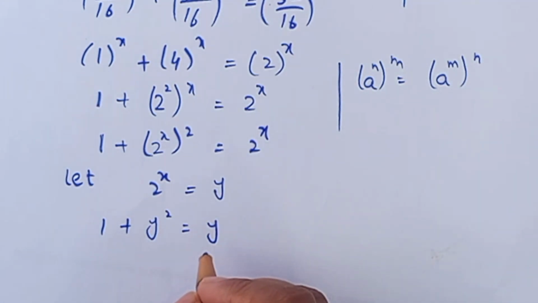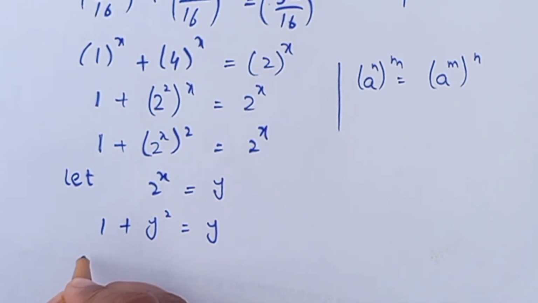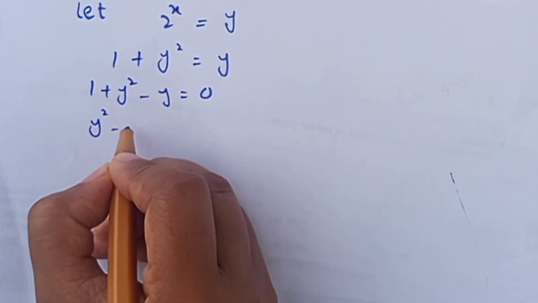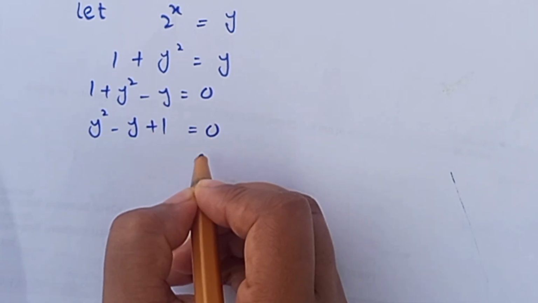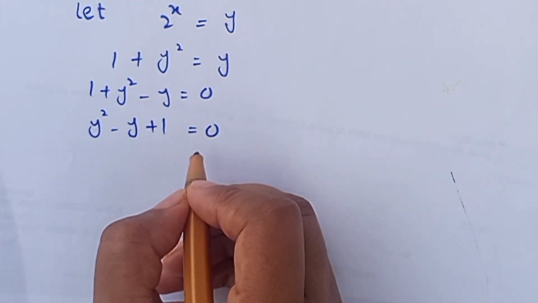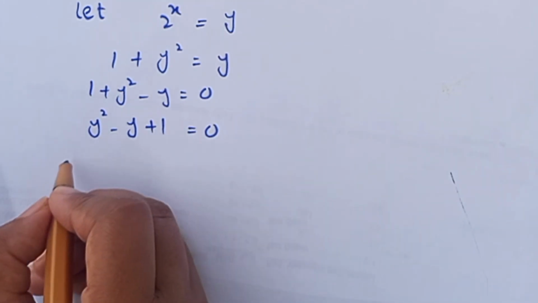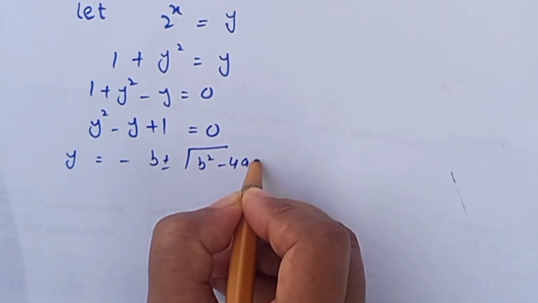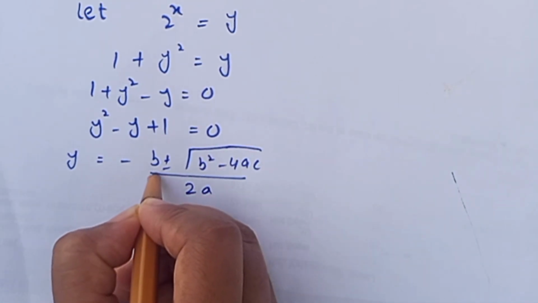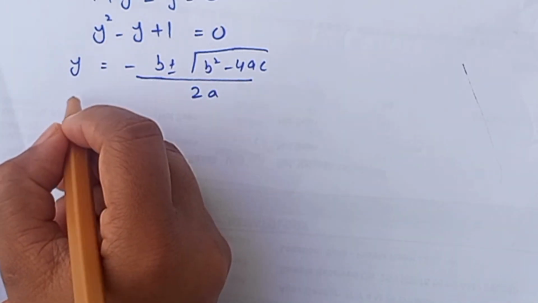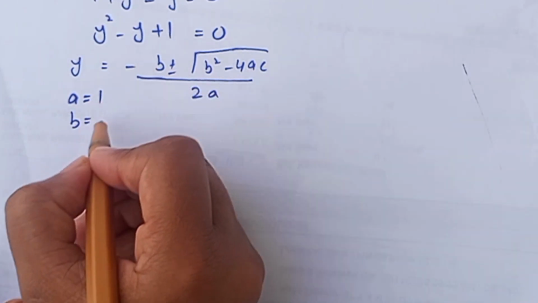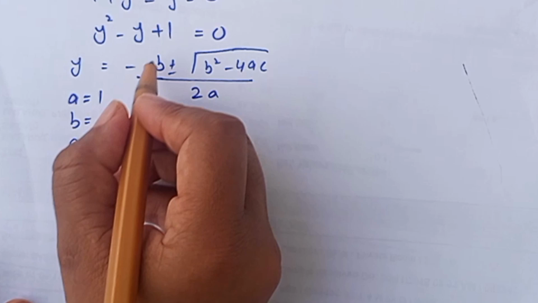And now in the next step we subtract y on both sides. So this is 1 plus y square minus y is equal to 0. Now we rearrange this: y square minus y plus 1 is equal to 0. And this is a quadratic equation, so we use a formula, and the quadratic formula is y equals minus b plus or minus square root of b square minus 4ac, over 2a. And in the above equation, a is the coefficient of y square, which is 1, b is the coefficient of y, which is minus 1, and c is the constant, which is plus 1.